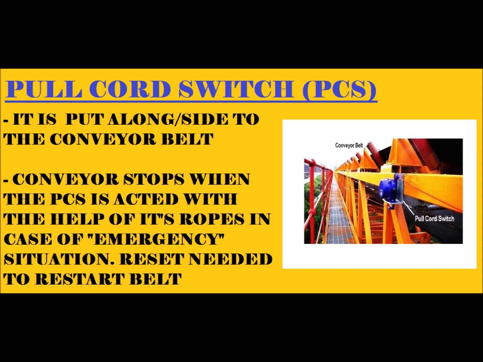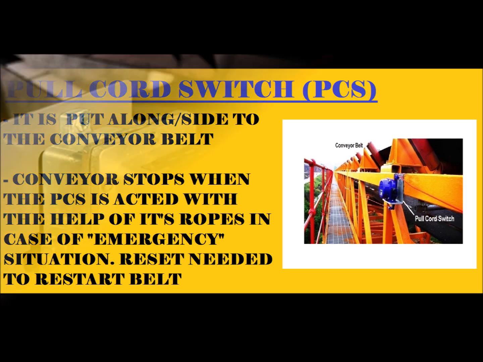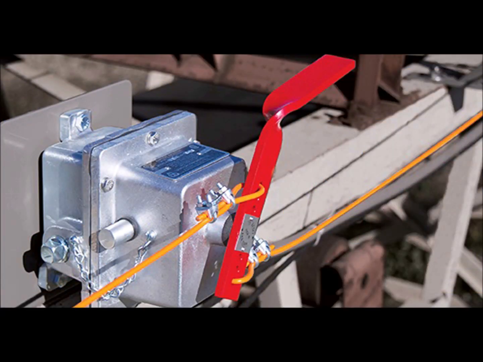You can see the rope here, white in color. In case of an emergency situation, when there is some emergency condition, we have to pull the rope and it will stop the conveyor, and when we need to restart the conveyor, we have to reset it. So in close up it will look like this.